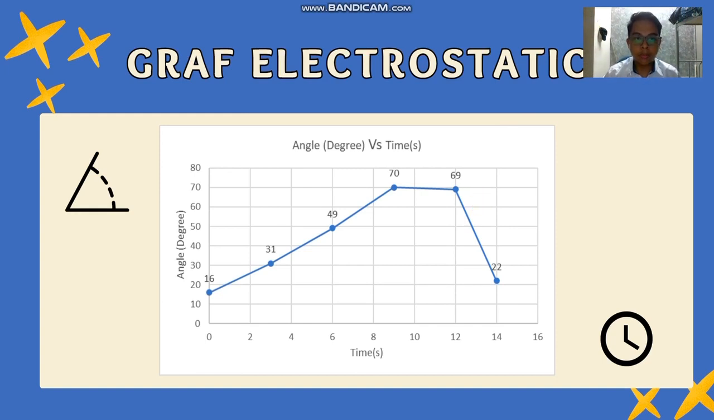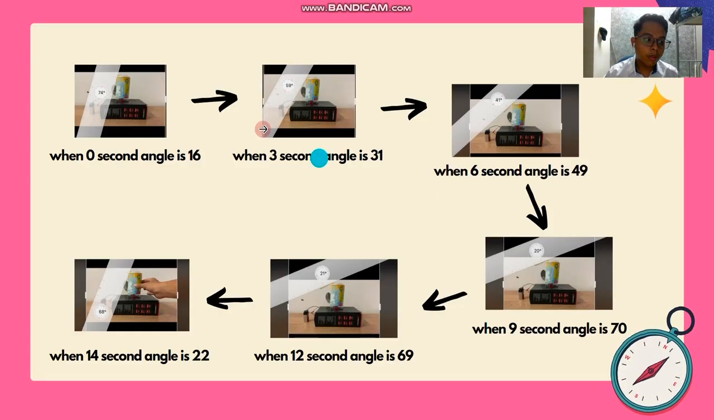Today I will present about the electrostatic graph. The graph is angle versus time. At the beginning the angle is 16 because of the natural electrostatic. Then at 3 seconds the angle increases to 31 because there is repulsion between the can.